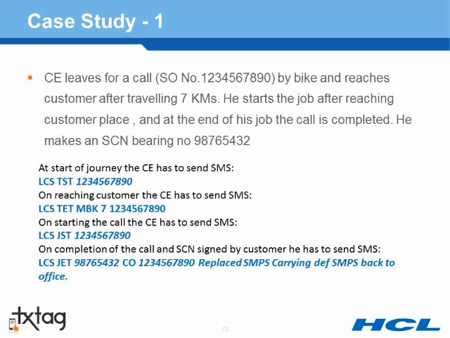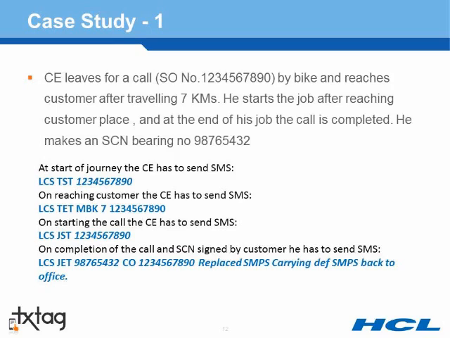So at the start of the journey, when he leaves office, he sends an SMS: LCS space TST space 1234567890, and sends it to a particular number. I will share that number at the end of the whole exercise. So he sends out this SMS to a number, and then he starts his bike and leaves.